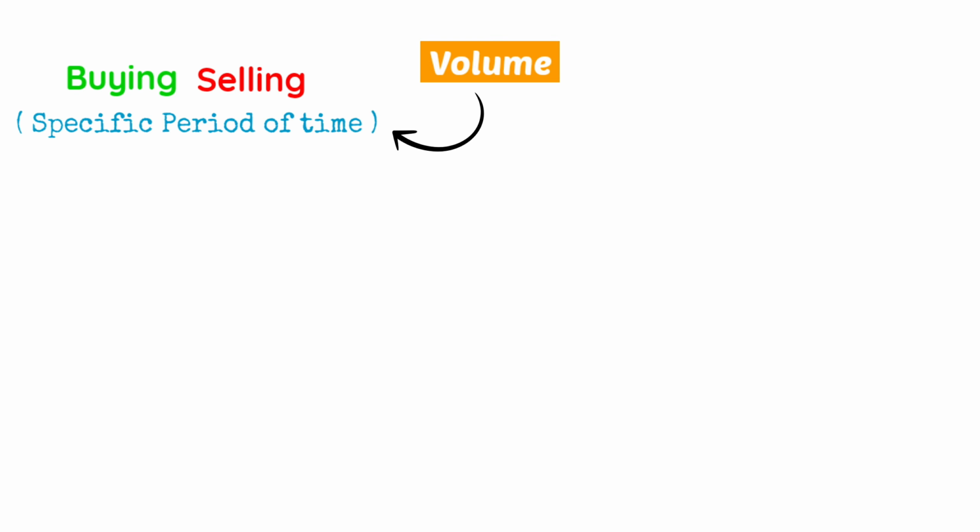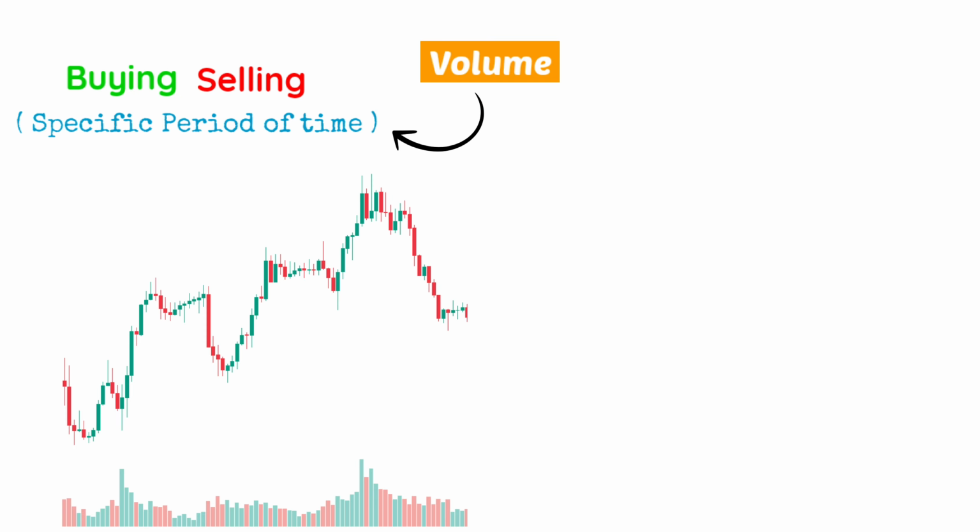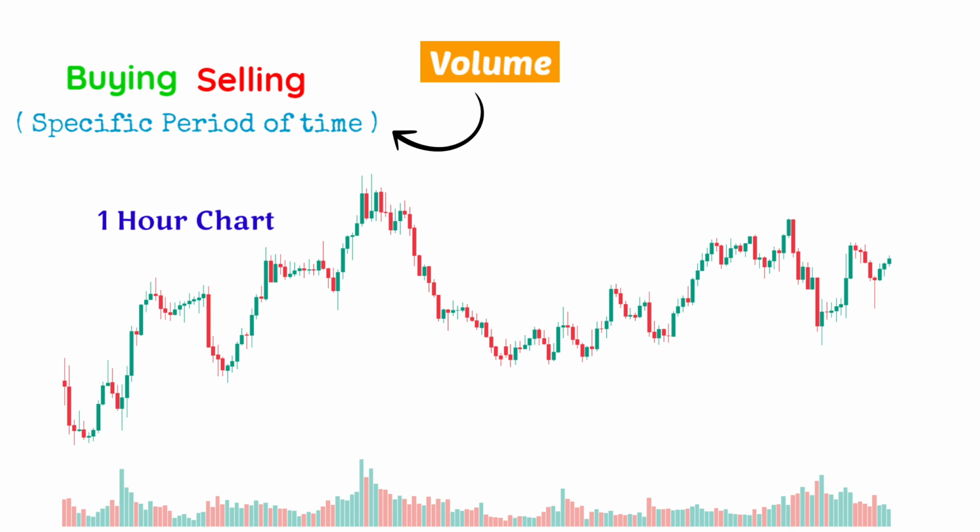In simple terms, volume represents the total number of buying and selling transactions completed during a specific period of time. For example, if you're looking at a 1-hour chart and a large number of trades are executed during that 1-hour candle, you'll notice big volume bars below the chart. This indicates high volume. On the other hand, if only a few trades are executed during that hour, the volume bars will be much smaller, which indicates low volume.